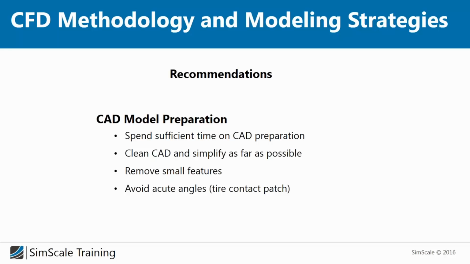So look through your model, try to avoid those areas where we have acute angles, and what you have to do is then to compromise the geometry somehow. You have to put in some kind of fillet, some kind of radius, but that's much better than to end up with a lousy mesh in the end.